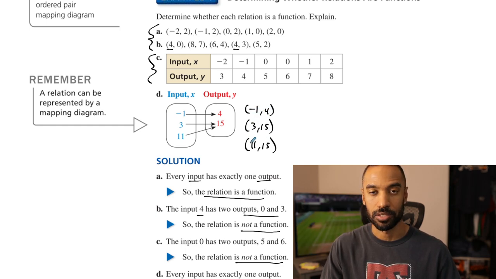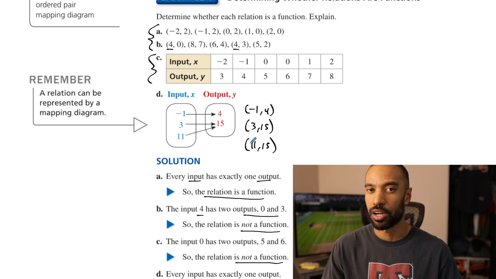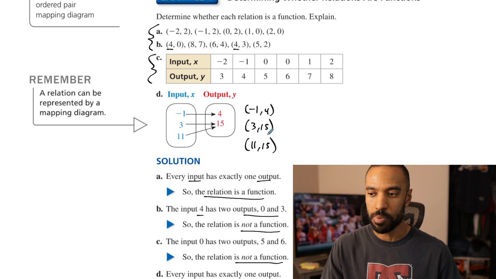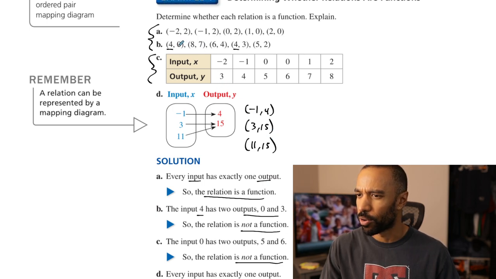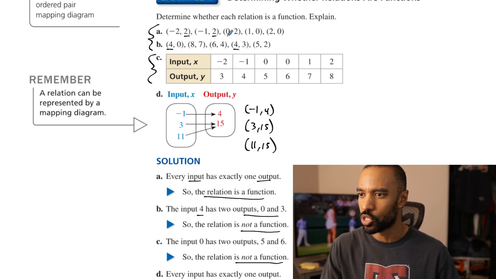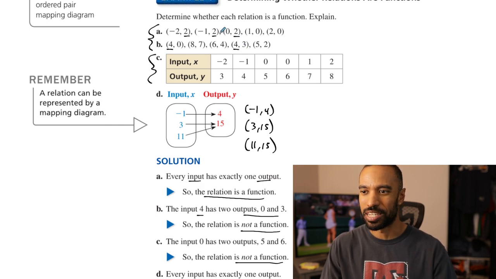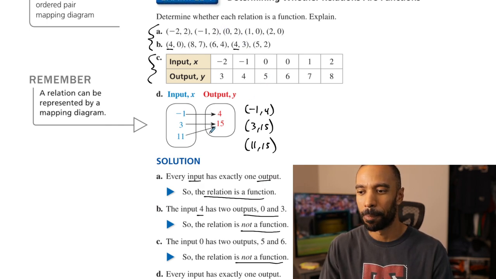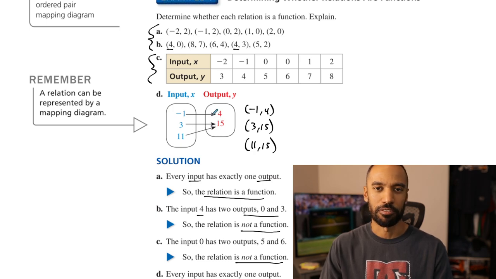Are there repeats on X? No? Well, then there aren't going to be two different Y's for the same X. You might say, Mr. Robinson, there is a repeat on Y. Did we have a repeat on Y beforehand? Actually, by the way, we did. We had 2 and 2 and 2. And 0 and 0. I didn't even notice that. So it's a good time to mention here. You can have the same output for different inputs.